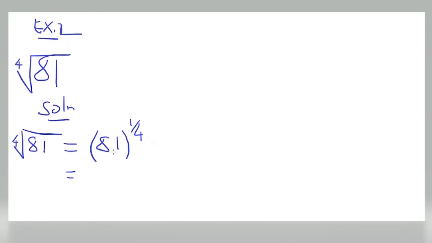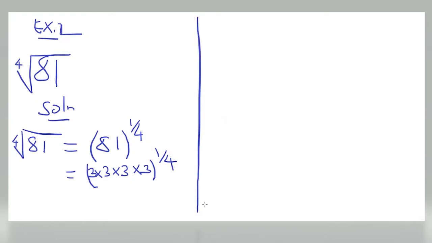Okay. Now how can you know them? This number is 3 times 3 times 3 times 3 when you split 81 into its products, then raised to 1 over 4. And if you don't know how to find it, you can use this way. Okay, you can use this way.